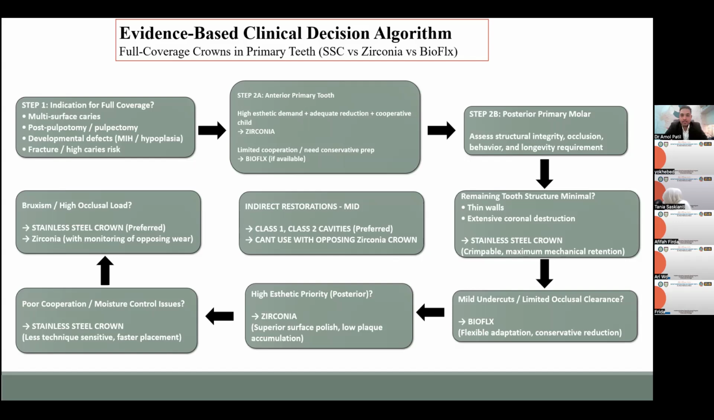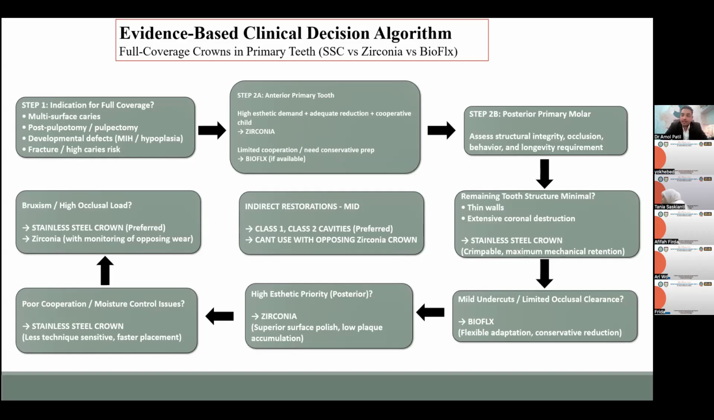Based on that, you can decide either to go ahead with the restoration or a crown. Because if the tooth structure is minimally involved, then in that case, indirect restoration is a better option. It's a minimally invasive option. But if the tooth is grossly destructed, mutilated, then in those cases, we can think of the crown as an option, like multi-surface caries, post-pulp therapies. Even in the case of post-pulp therapies, if the cavity is class 1, then what I think is, we can go ahead with the indirect restorations.